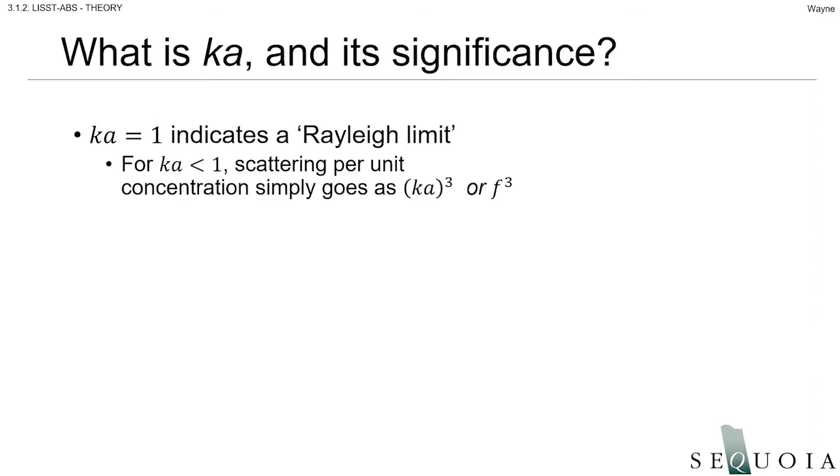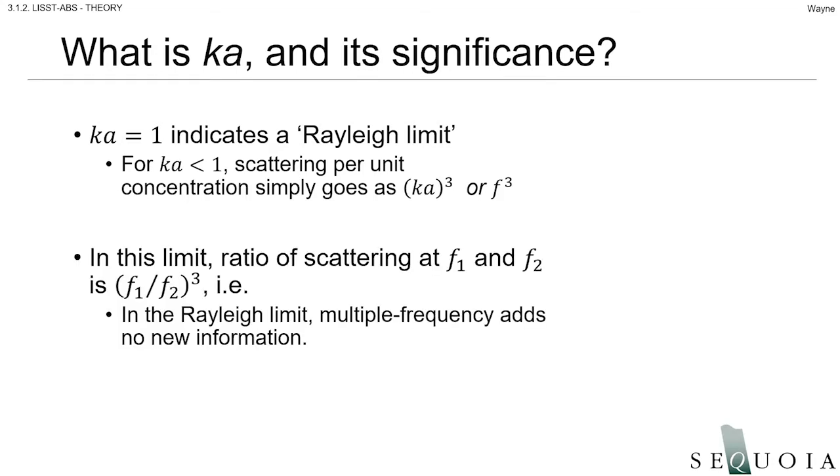There's a couple other concepts related to the wave number and Ka that are important. We often talk about the Rayleigh limit, which is where Ka is less than around 1. That's that first linear region. In this case, the scattering per concentration increases as the cube of Ka, or frequency. Another important aspect here is that if we use scattering at 2 different frequencies, for example, the ratio of frequency 1 to frequency 2, then there's no dependence of that ratio on size. A quick takeaway here is that in Rayleigh scattering, multi-frequency or multi-wavelength approaches don't add any information about size.